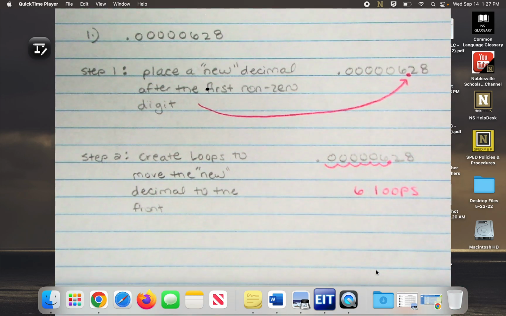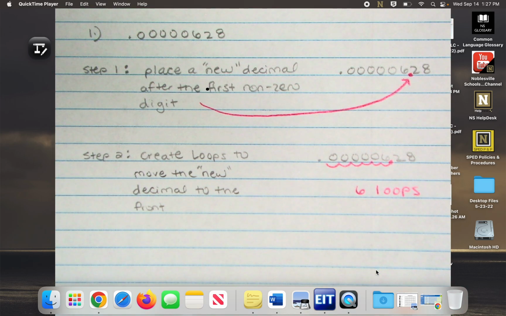Step 2 is to create loops to put my decimal right here again, and then now I'm shifting the loops to the left. And I still know that there are 6 loops. That helps me out.